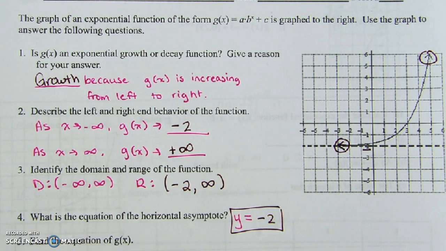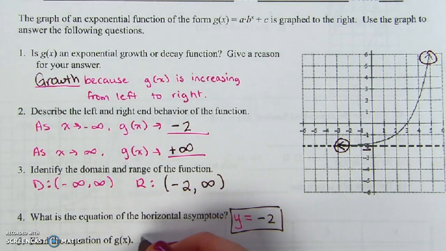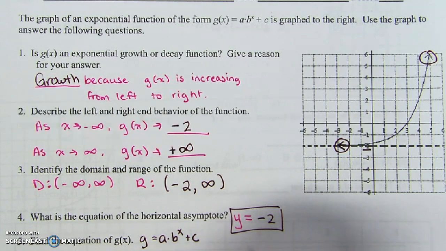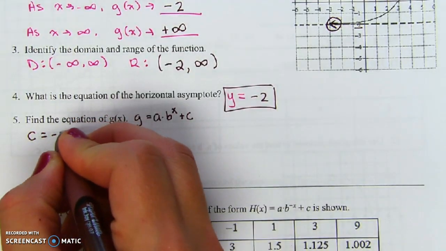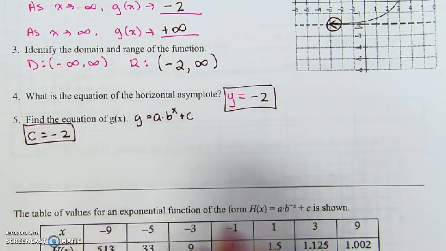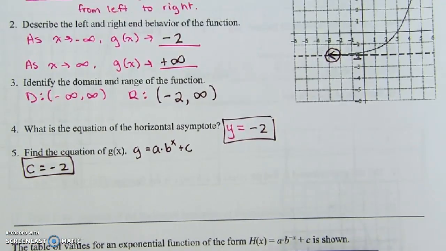Okay, find the equation for g. The first thing we're going to say in the formula g equals a times b to the x plus c, sorry, I'm at the bottom of the video, is that c is equal to -2. Then we showed you that you need to find 2 points.